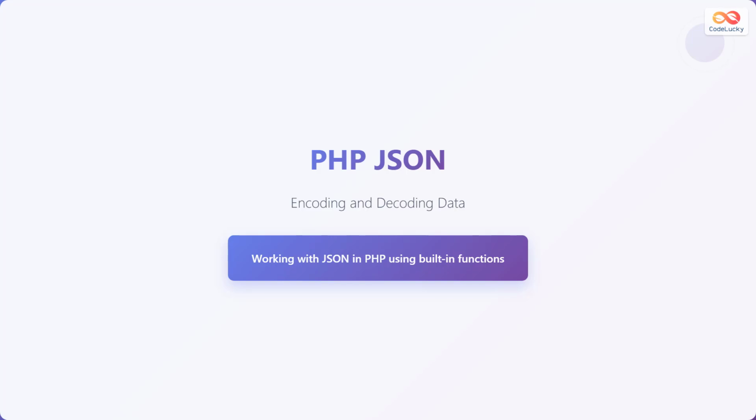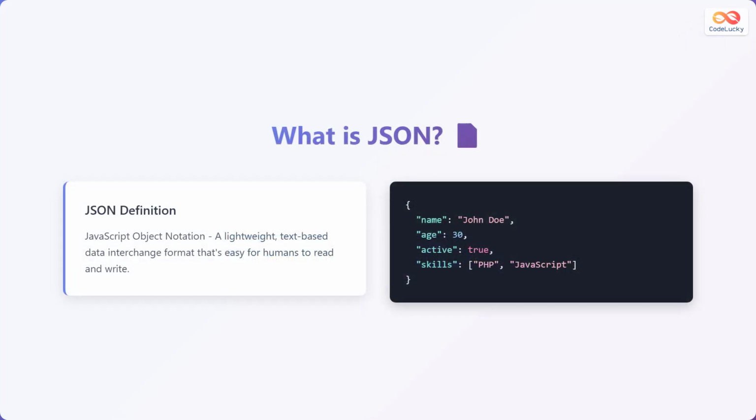In this video, we are going to explore how to work with JSON in PHP using built-in functions for encoding and decoding data. JSON, which stands for JavaScript Object Notation, is a lightweight, text-based data interchange format that is easy for humans to read and write. It is commonly used for transmitting data between a server and web applications.